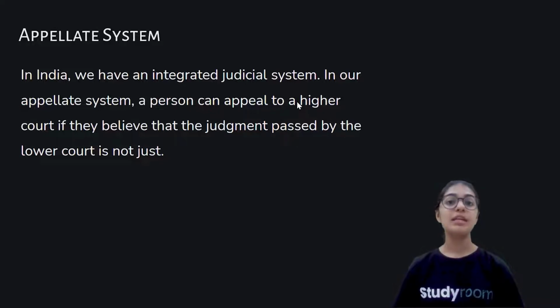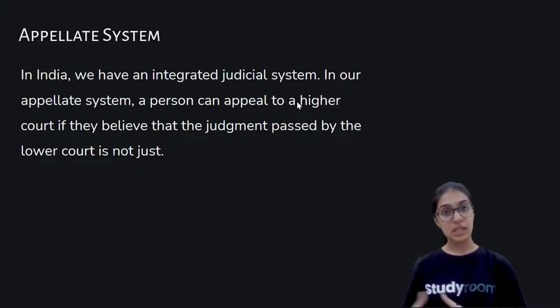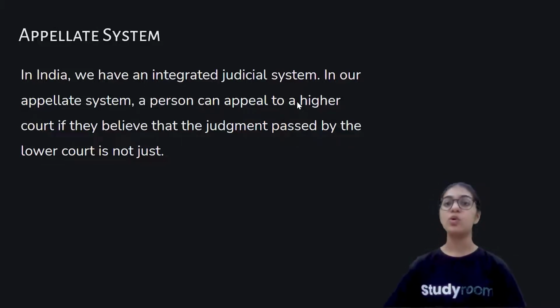So this is basically known as the appellate system, wherein if the person is not satisfied by the decision in the local court and the district court, they can go to the high court. If they are not satisfied in the high court, they can go up to Supreme Court also. All right. So in our appellate system, a person can appeal to a higher court if they believe that the judgment passed by the lower court is not just. So in case you're not satisfied by the decision made in the local court, you can go to the high court. In case you are still not satisfied, you can still go to the Supreme Court. But Supreme Court is the highest court of justice.